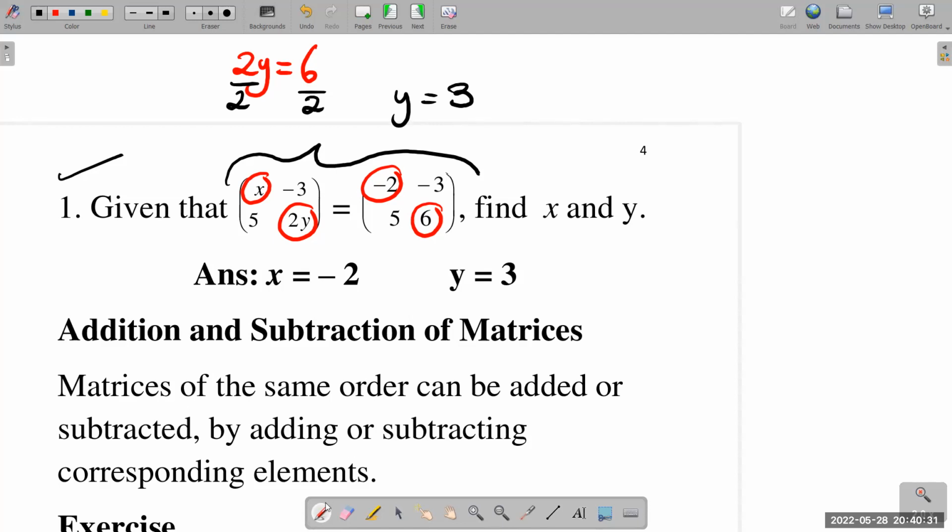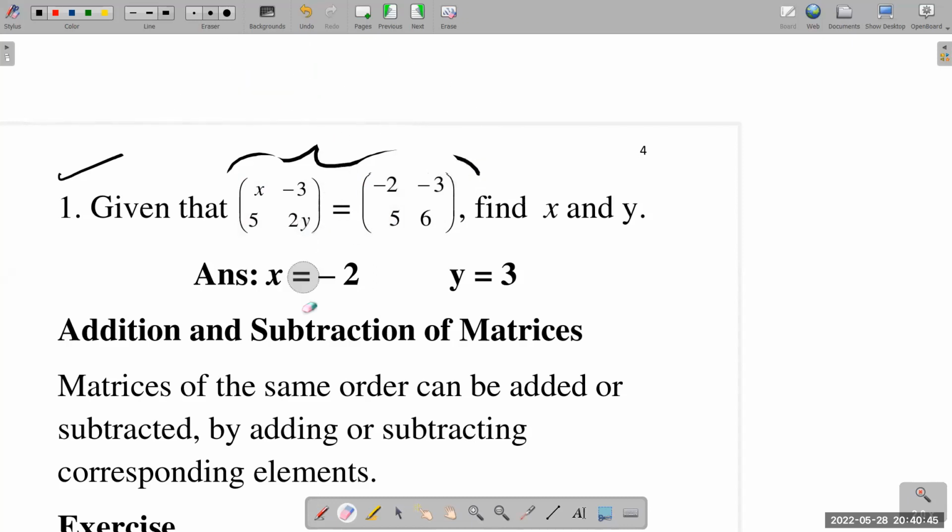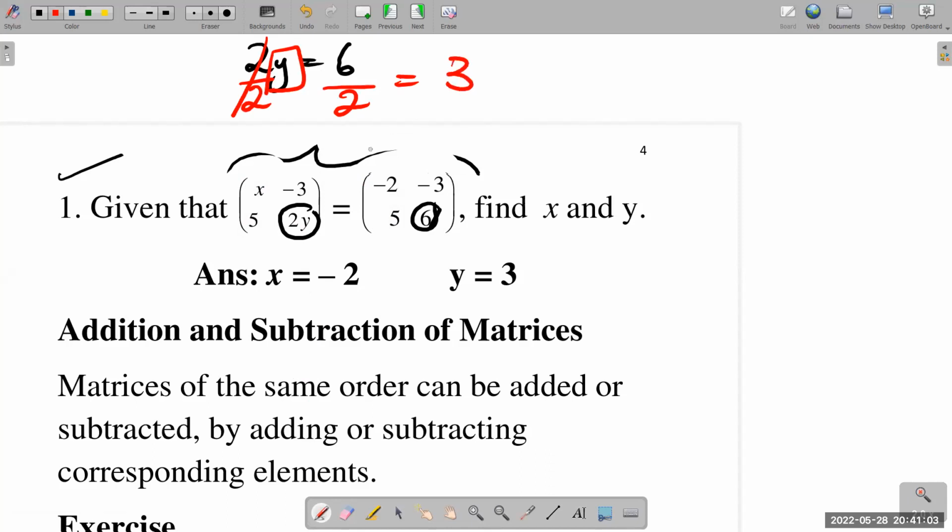If each element that holds the same position are equal, so look at it. X is equal to -2 because that's the first element A. -3 and -3 already match. 5 and 5 already match. But what did they say? 2y, because they are equal, these two gonna be equal to each other. So if 2y is equal to 6, you don't understand how to find y? When all you're really required to do is transpose. You get rid of the 2, what is left back? So 6 divided by 2 is 3.